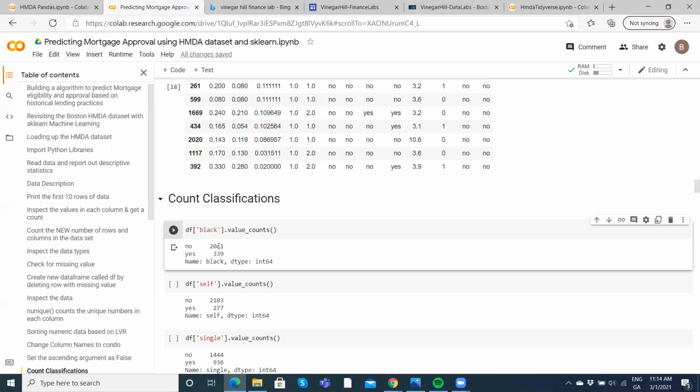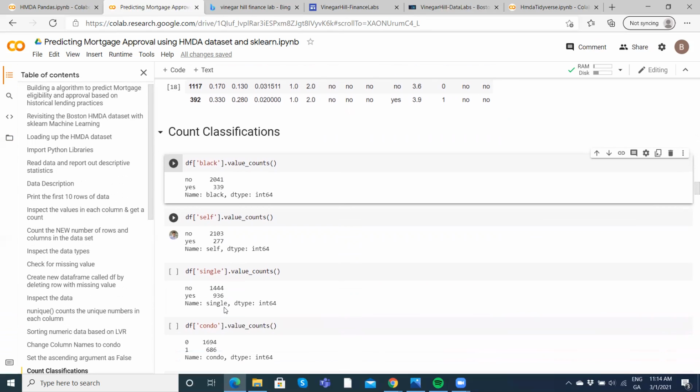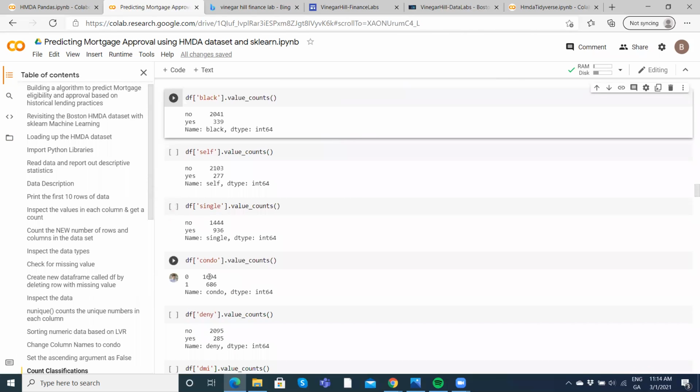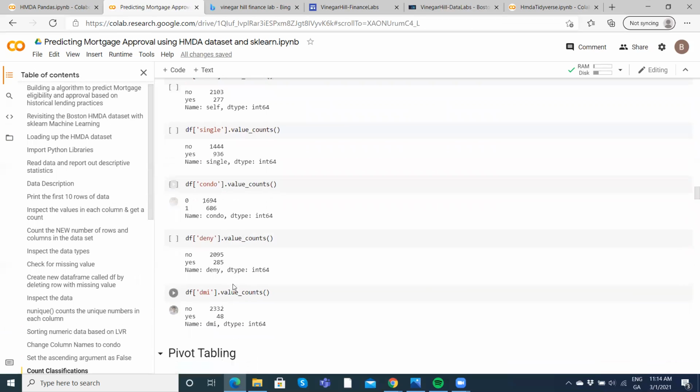There's 2,041 applicants who are not black or Latino. There's 339 who are. There is 2,103 who are not self-employed. There's 277 applicants who are self-employed. There's 1,444 who are not single. There's 936 who are single. There was 1,694 who are not buying a condo, and there's 686 who are buying a condo.